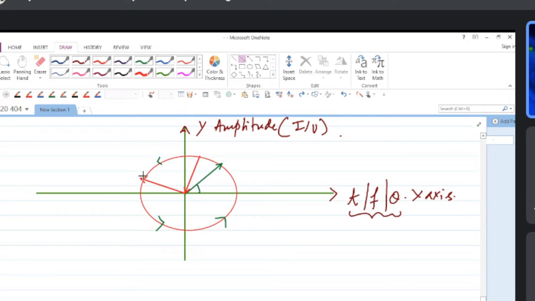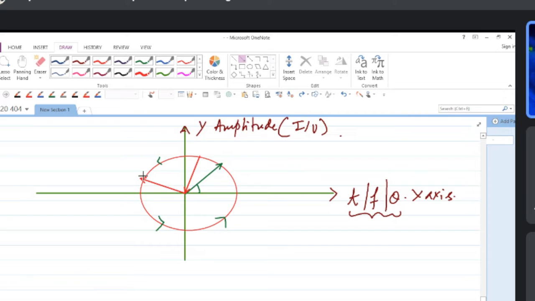Where is K, Ma? I am not able to see any K there. Where is K? This graph you copied, no? Where is K? There is no K. T, F, theta. In this one.